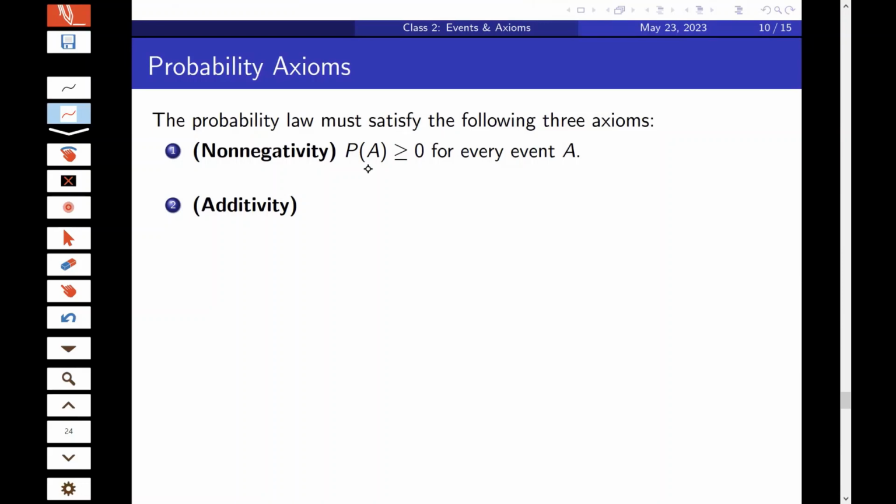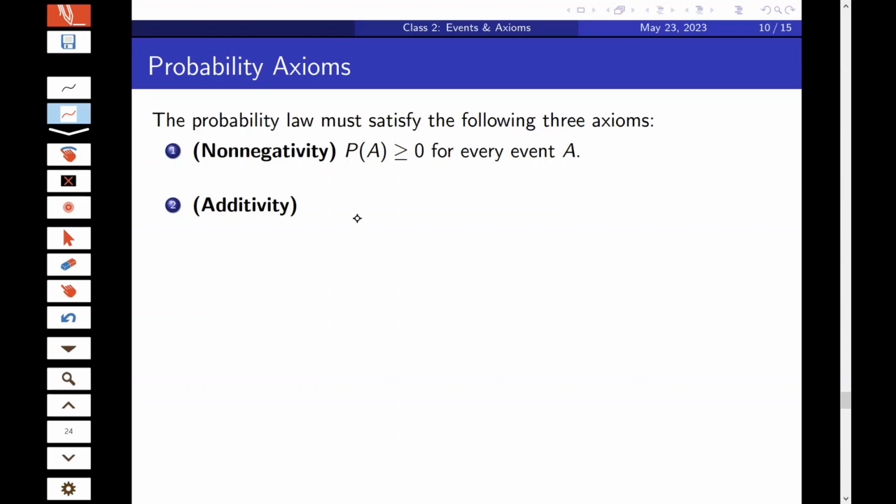Let's talk about the axioms as rules. We impose axioms on the function, and that makes it a probability function. The first axiom is that probability should be greater than or equal to 0 for any event. So your probability value cannot go less than 0. The minimum it can be is 0.